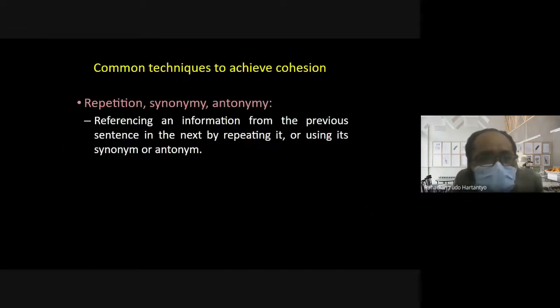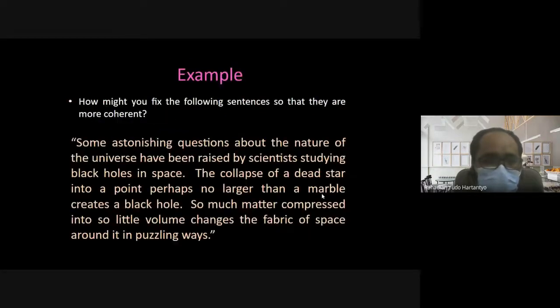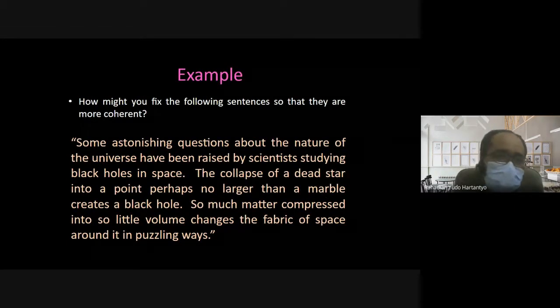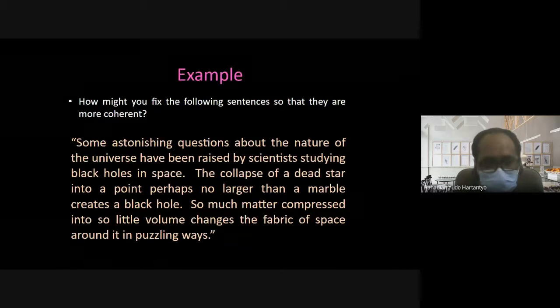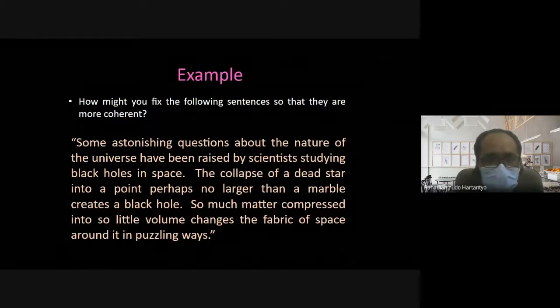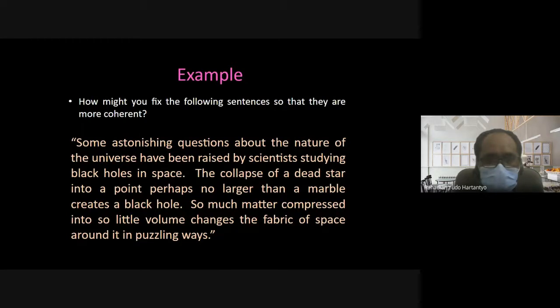Okay. We have read before common techniques to achieve cohesion: repetition, synonymy, antonymy. Example, okay, example again. How might you fix the following sentences so that they are more coherent? Or cohesive, yeah, you can do that also.